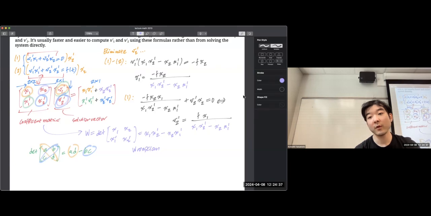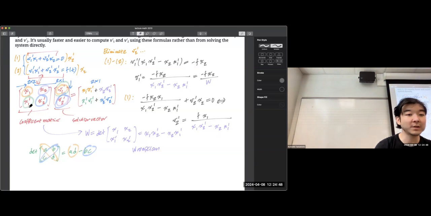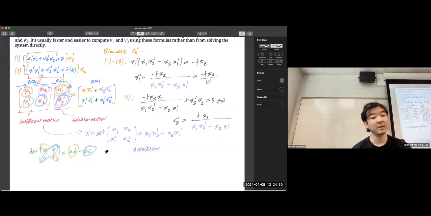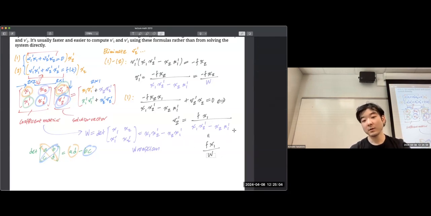So the formula is even more simplified to just negative f x2 over the Wronskian. You could build the coefficient matrix, but it's going to be of this form: x1, x2, x1 prime, x2 prime. So your v2 prime is going to be f x1 over the determinant of this, which is the Wronskian. This gives you a formula for your v1 prime and v2 prime.